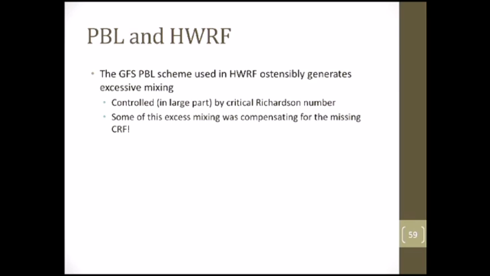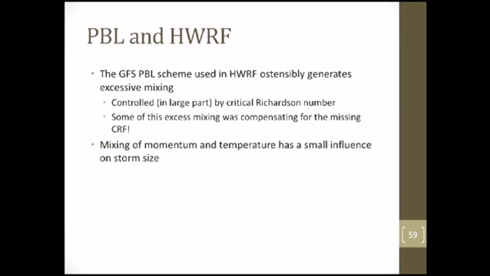So that's controlled or reflects in large part the difference in the critical Richardson number that is used by these two ostensibly similar schemes. Some of this excessive mixing had been compensating for the missing cloud radiative forcing due to the bug in the HWRF radiation scheme. But when that bug was fixed, it basically revealed that the excessive mixing was producing storms that are way too big. I haven't shown you that actually mixing of momentum and temperature has a pretty small influence on the storm.